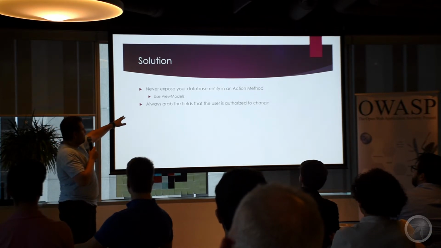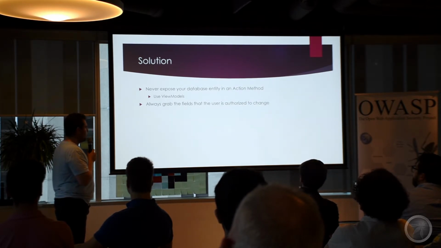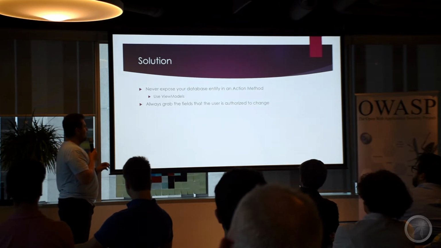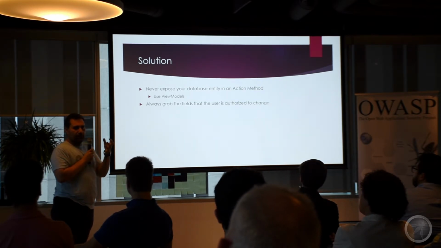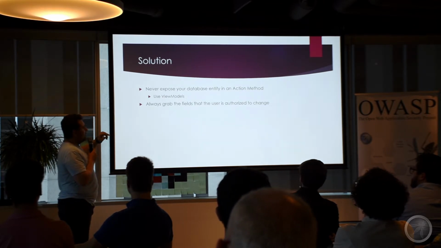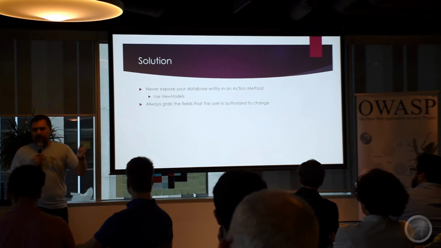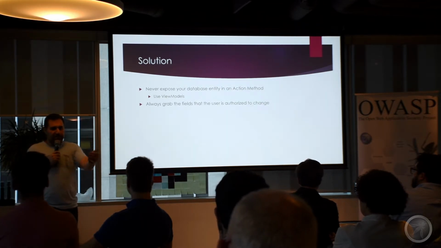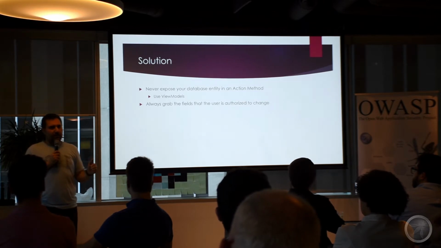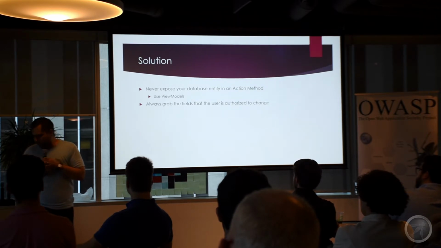So, rule number one: never expose your database entity into an action method. Always use view models, which basically contain a subset of your database data. Always grab the fields that the user is authorized to change, because sometimes you may have different users who have different permissions to update the data. So always read that data from the database and only modify the properties that the user is supposed to be able to change.